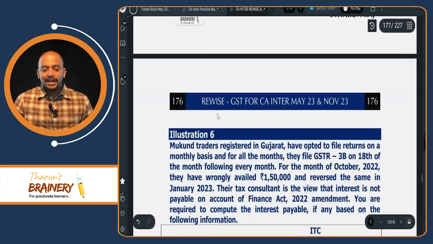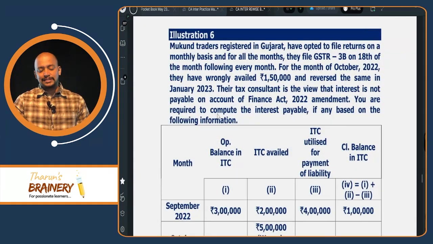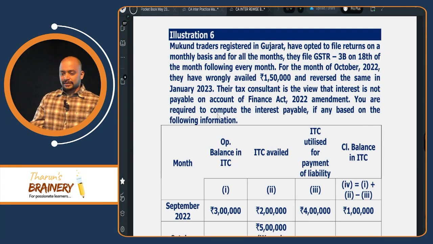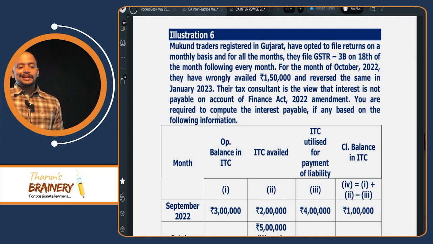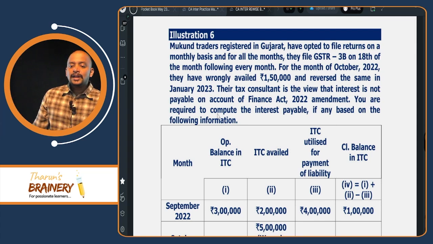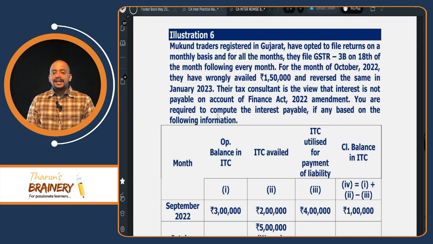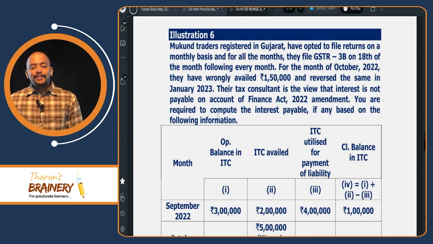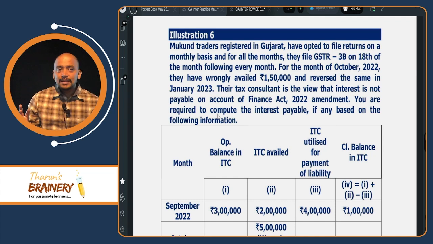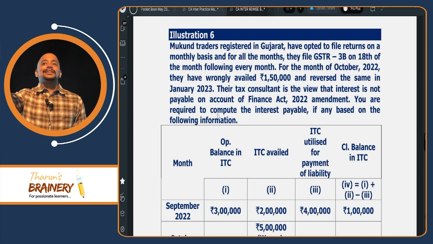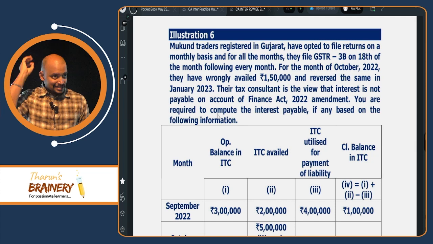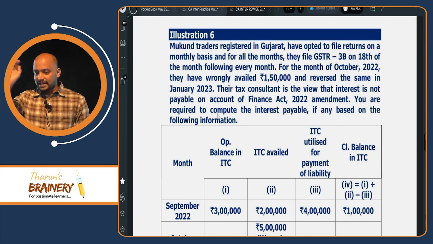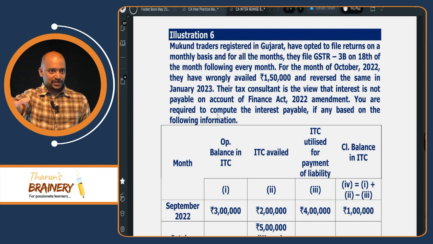Example, you can see this illustration 6. Mukund Traders, registered in Gujarat, have opted to file returns on a monthly basis, and for all the months they filed 3B on the 18th of the month following every month. Please concentrate, listen. Very, very important, because this is an amendment. Definitely in the May 23 exam, you can expect a question on this.